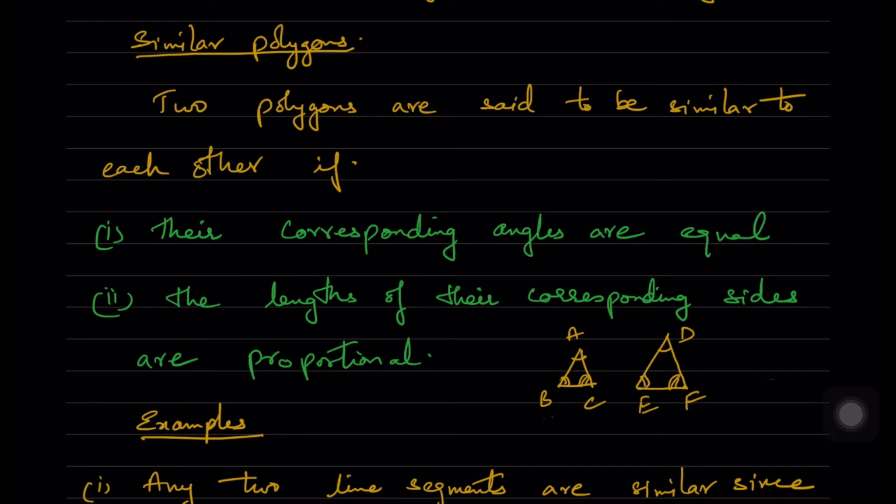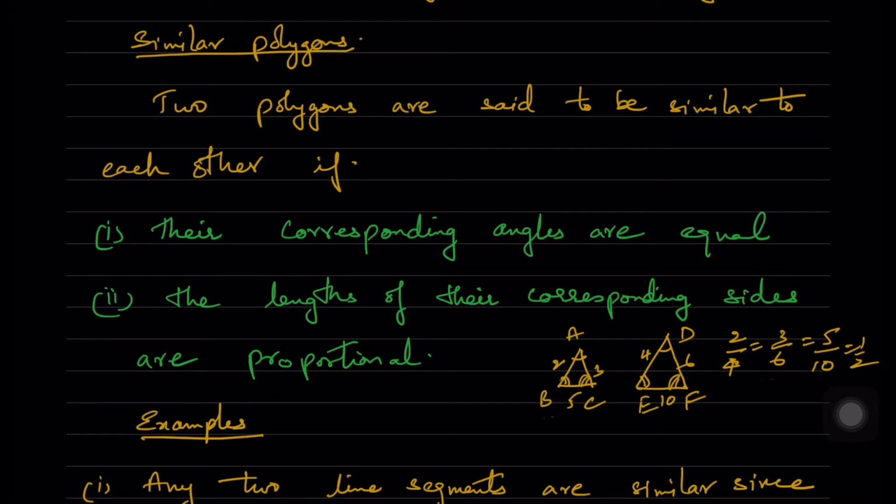The lengths of their corresponding sides are proportional. What do we mean by that? If we take this as 2 and this as 4, this as 3 and this as 6, this as 5 and this as 10, the corresponding sides are proportional means 2 by 4 is equal to 3 by 6 is equal to 5 by 10. All of these ratios are equal to 1 by 2, one constant value. That means the corresponding sides are proportional to each other.